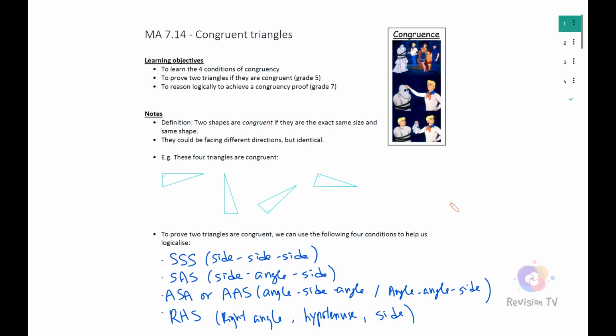There are so many ways you can help you remember these 4 conditions. One way is to sing it.